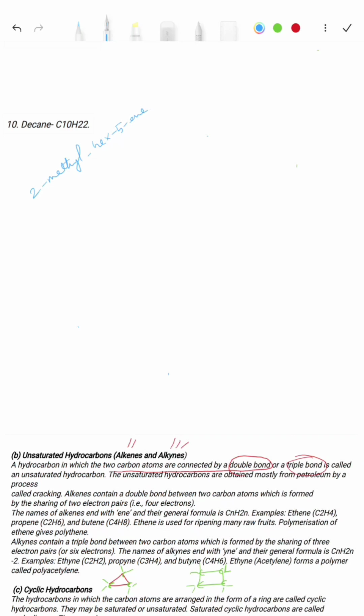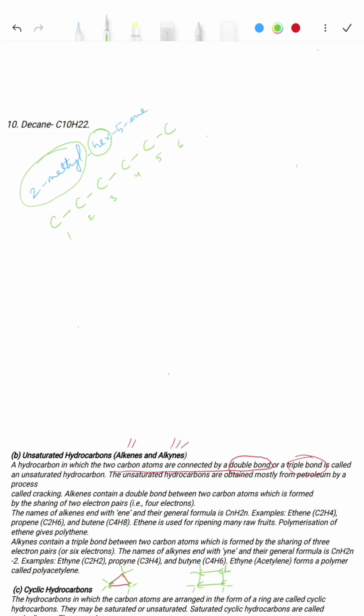Okay, so let's go step by step. The first thing that we have to do is to identify the parent chain. Here the parent chain is hexene. Hexene has 6 carbon atoms. So let us draw the 6 carbon atoms: 1, 2, 3, 4, 5, and 6. And let us also number the carbon atoms. Second, this methyl group is attached at the second carbon.